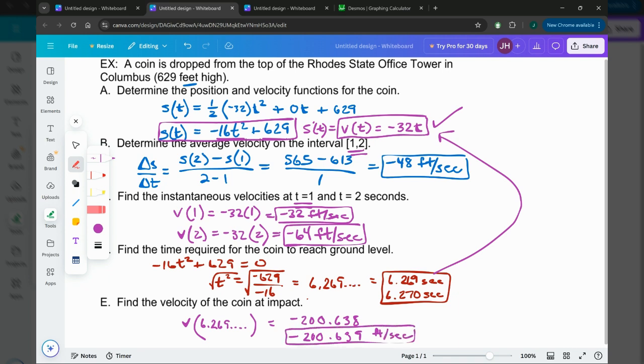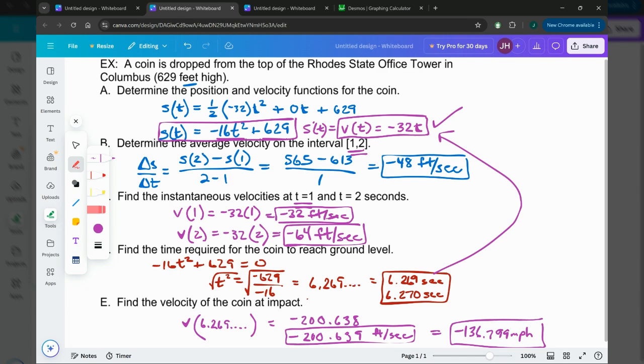Now, when you talk about feet per second, how fast is that? Well, in our case, negative 200.639. If I convert that to miles per hour, I'm going to multiply by 3,600, and I'm going to divide by 5,280. This is actually negative 136.799 miles per hour. I don't think I'd want to get hit by that coin. That's pretty fast. And it's just dropping 629 feet. And of course, this is not thinking about air resistance.